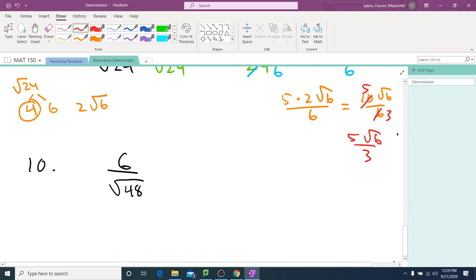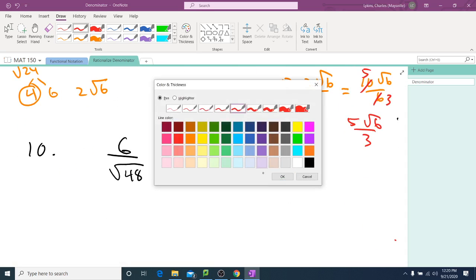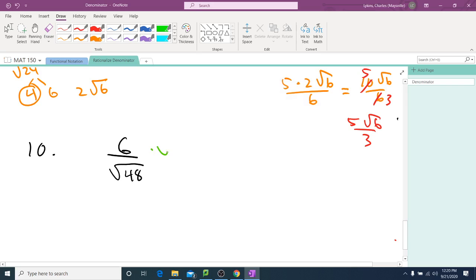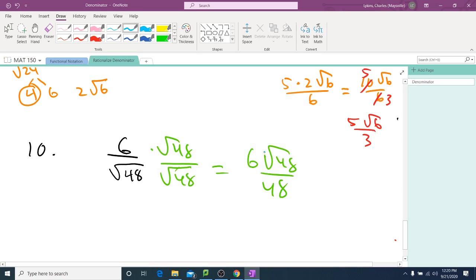Now finally, I'm doing a 48 because I know 48 is a huge one that's got a lot of factors in it. So still multiply it by the square root of 48 on both the top and the bottom. You get 6 square root of 48 over 48. Now right off the bat, I can say, okay, 6 goes into itself 1 time. 6 goes into 48 8 times. So that breaks down to square root of 48 over 8.